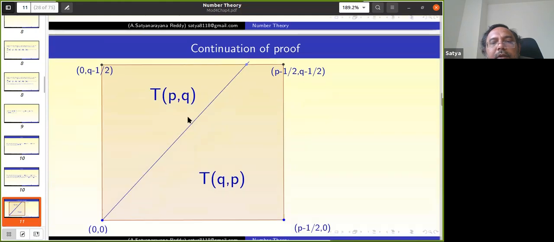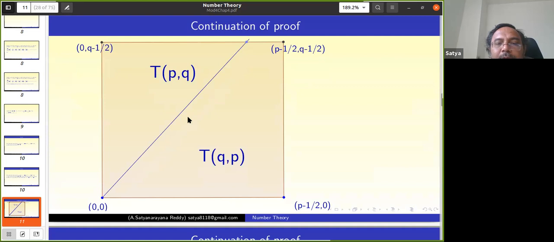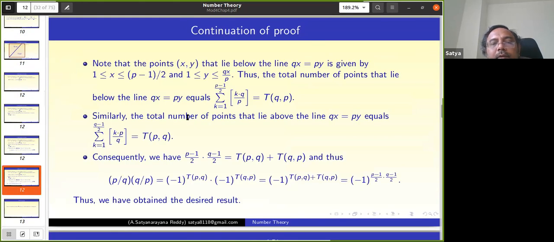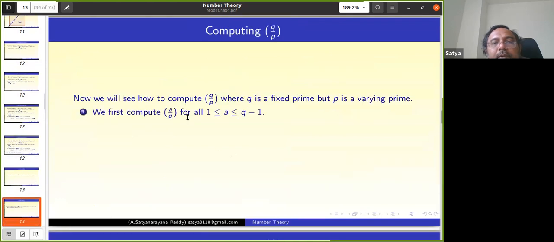Don't worry much. So I call that minus 1 to the power (k minus 1) by 2 into kp by q, and all, (p/q) or (q/p). That is nothing more. So the number of points below the line is 2qp, the number of points above the line is 2pq, like that. So there's some sum I take. Okay. So this is what we have. The proof is very simple.